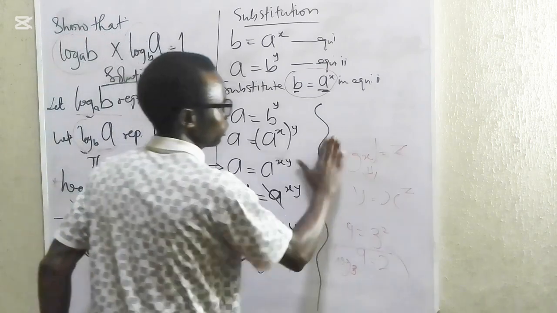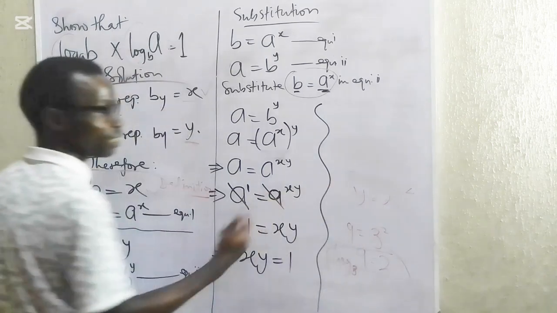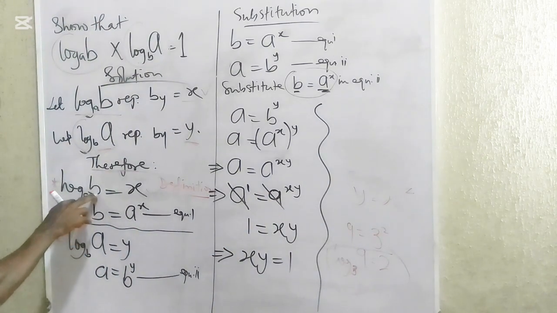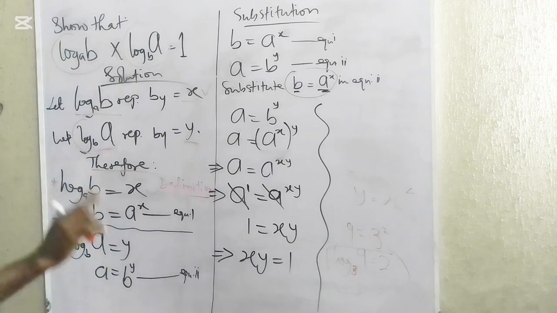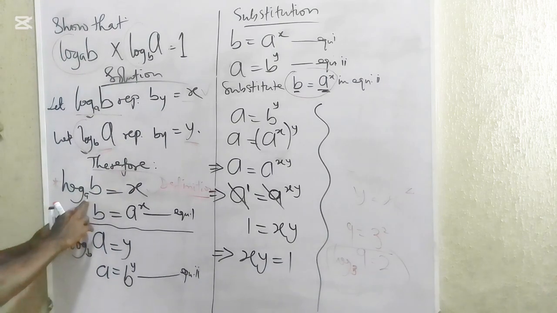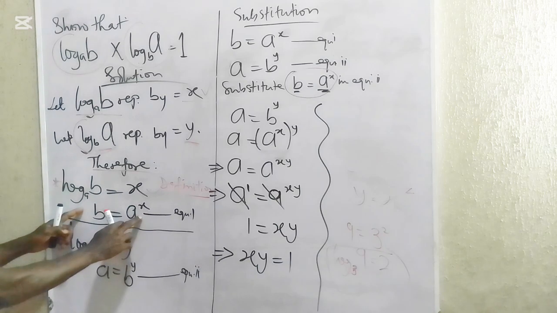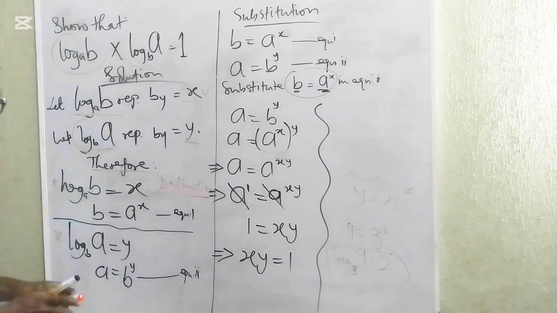Now, if we go by the definition of logarithm, we'll have this. The log of b in base a is the number of times a, that is the base, will be raised. So the base is raised to the power of x, which gives us b. And at the end of the day, we have this as an equation. Equation number 1.